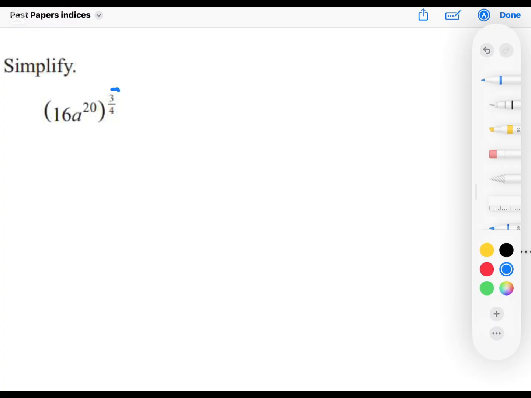Now the power, we have a whole power on a bracket, that is 3 upon 4. So I have to share this power to the variable or the number available inside the bracket. So 16 will get 3 upon 4, and 820 will also get 3 upon 4. Now you can see in denominator I have 4. Now listen to me very carefully. Now in denominator I have 4, so I have to break 16 into the power of 4.